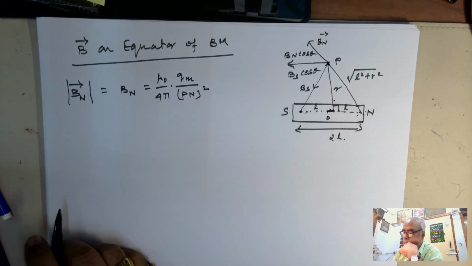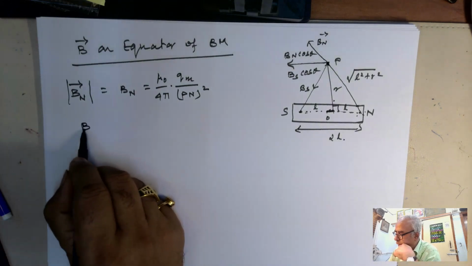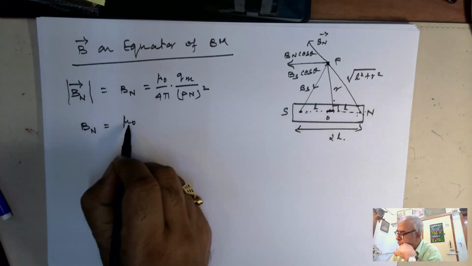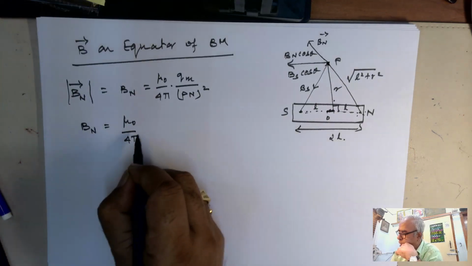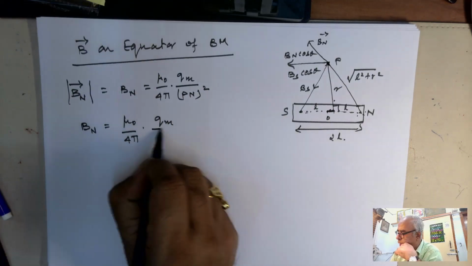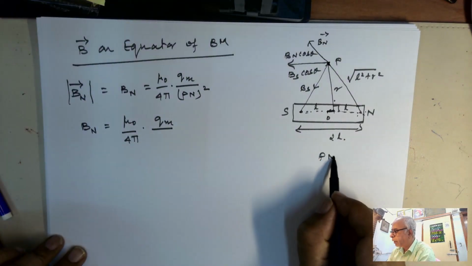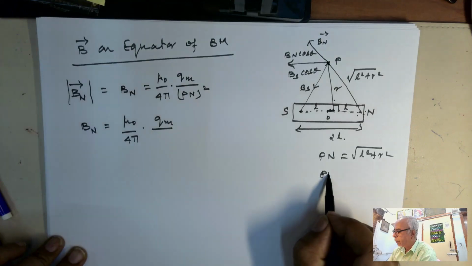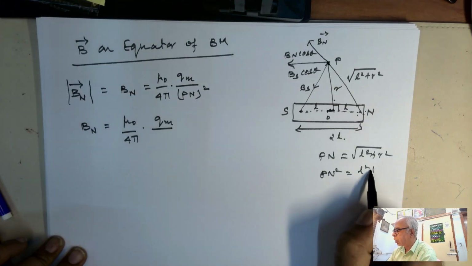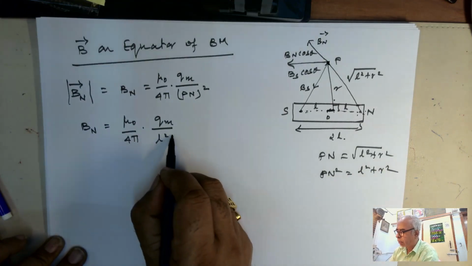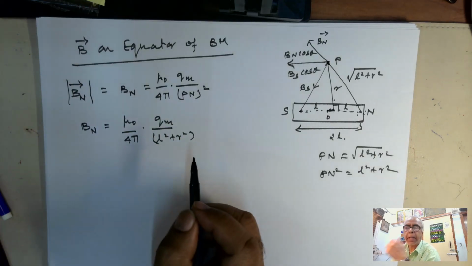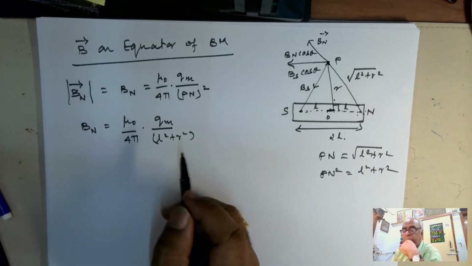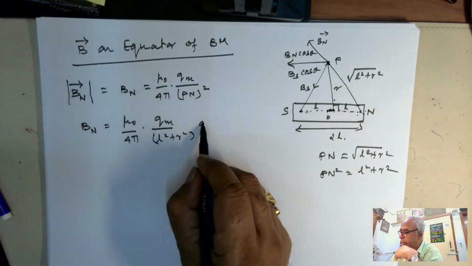Therefore, Bn, magnetic field due to north pole, is given by mu naught divided by 4 pi into Qm divided by, we know already this Pn is nothing but square root of L squared plus R squared. Therefore, Pn squared means simply L squared plus R squared. So you can put L squared plus R squared, right? Next. So this is along NP.